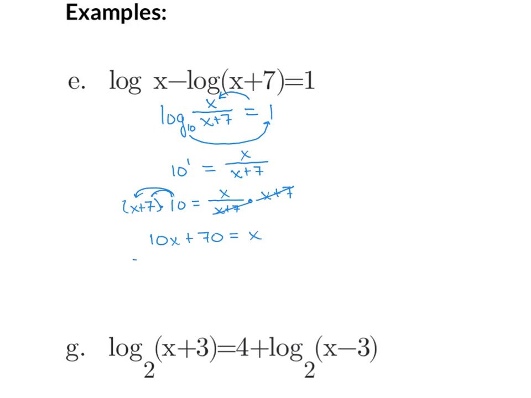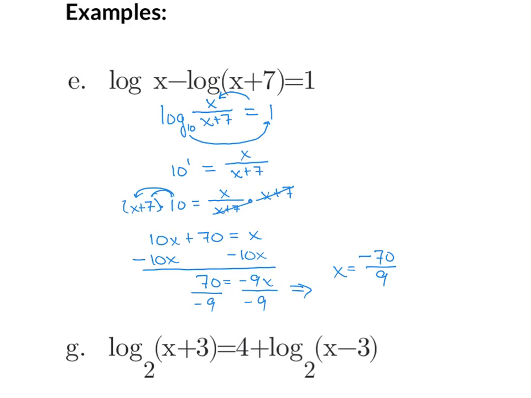This is a linear equation. Since all of my constants are on the left, I'm going to move all of my variables to the right. We get 70 equals negative 9x. And if I divide by negative 9, I get x equals negative 70 over 9.